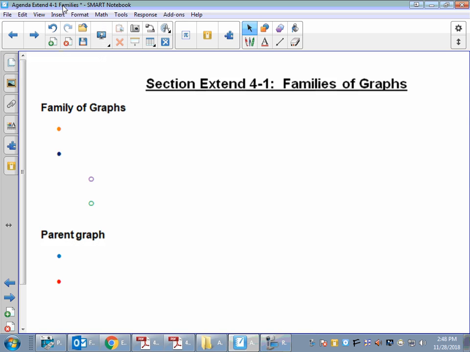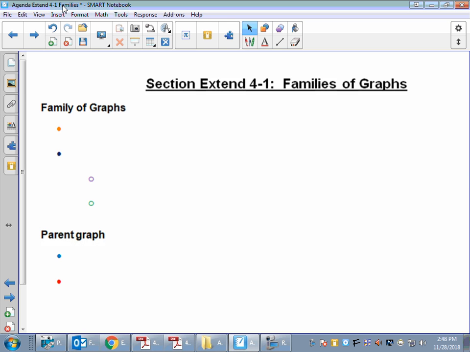All right. Hello, everyone. The next section is section 4.1 Extend. It's kind of an extension of section 4.1 and really an extension of a lot of the sections we're doing here. It's going to be real short because we're just going to talk about a couple things, and then we're going to do most of this in class together because we can get graphing calculators out and work with them. But let's talk about families of graphs.